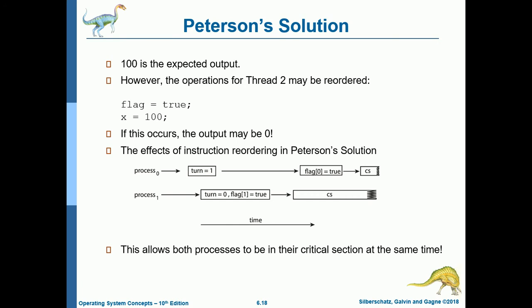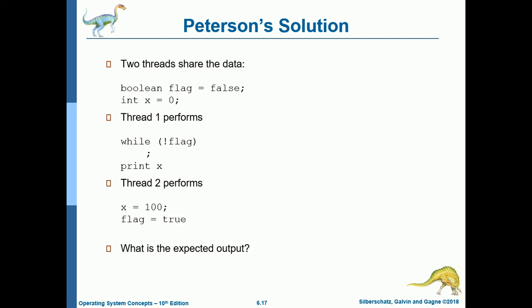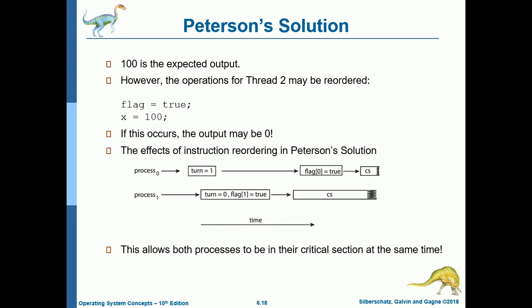However, the operations for thread 2 may be reordered. For this one, first the value of 100 will be stored to x, and then the value of true will be stored to the flag variable. But if it is reordered, and this occurs, the output may be 0.